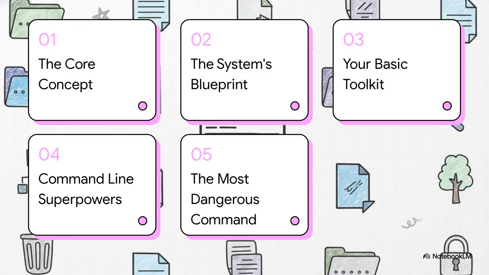So here's the plan. We've got the core concept down. Next up, we're going to look at the map of the system, its blueprint. Then we'll get our hands on the basic tools you'll need. After that, we'll unlock some seriously cool command line superpowers. And to wrap it all up, we'll talk about the single most dangerous command and, more importantly, how to use that power without breaking anything.